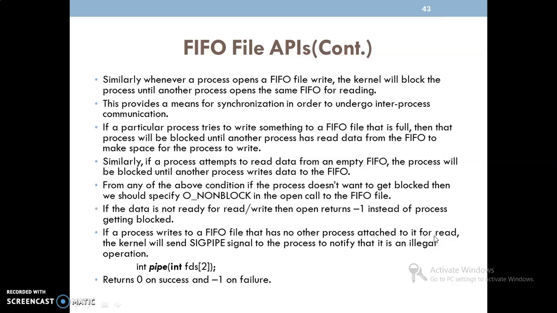We can also use the pipe API for creating the FIFO files, but the only thing is that it can be used between only common ancestors. That is important. Common ancestor means process A and B belong to the same parent process. Then in that case only we can use the pipe. The return value of pipe is 0, and -1 on failure.